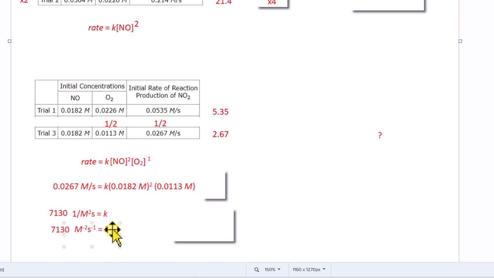So we've found our K. We've got this equation all figured out. I could say rate is equal to 7,130 times the nitrogen monoxide squared times the oxygen concentration. Beautiful. Well, let's check it out.